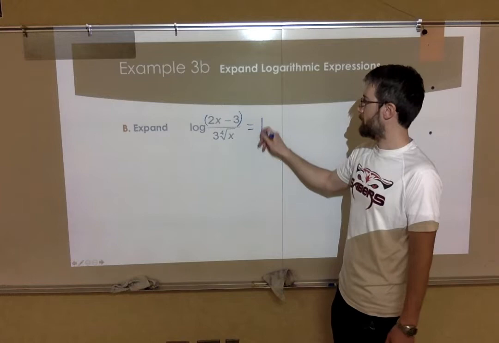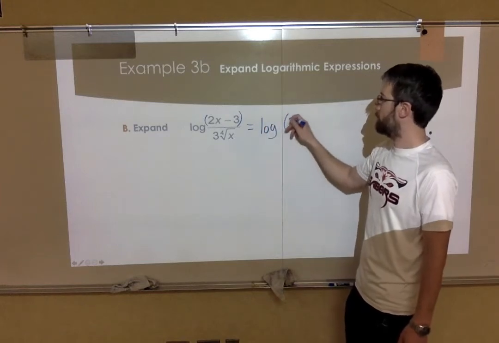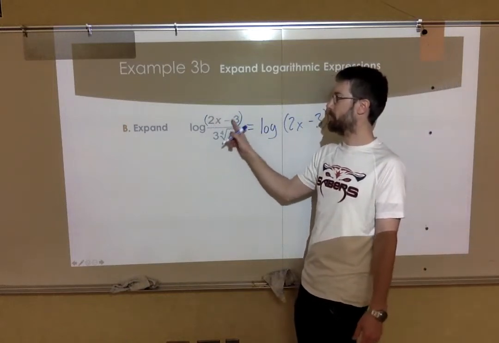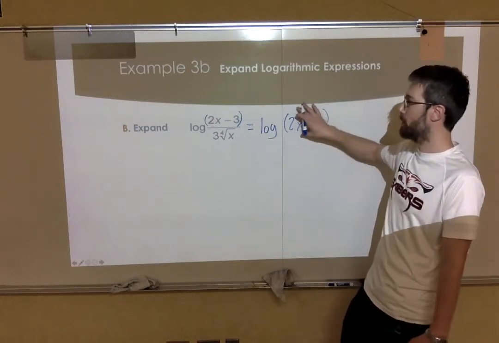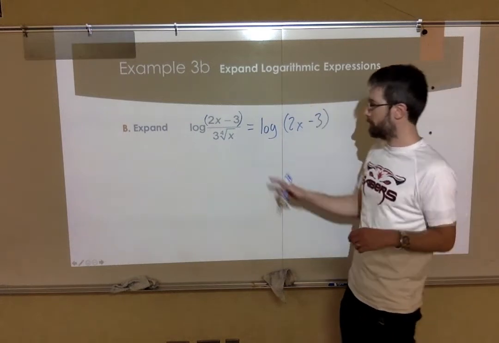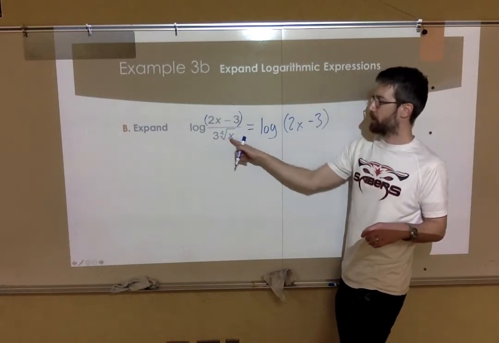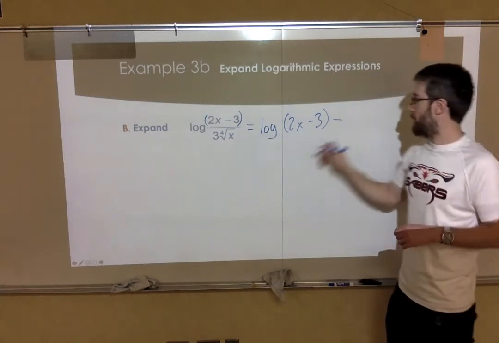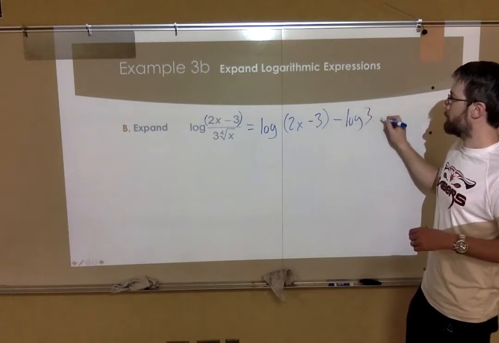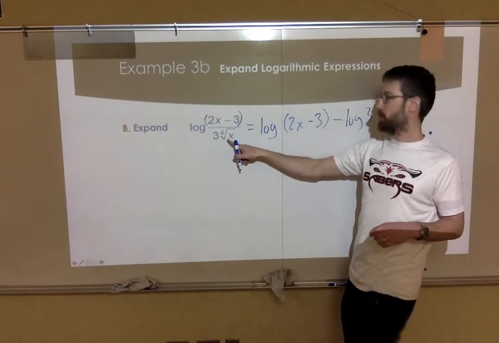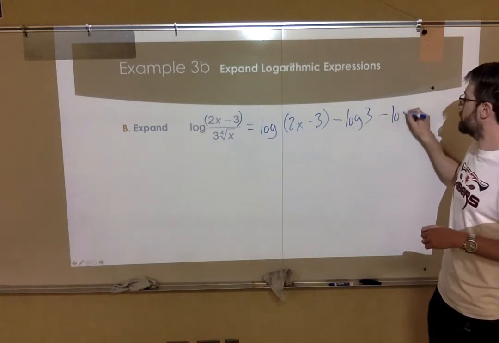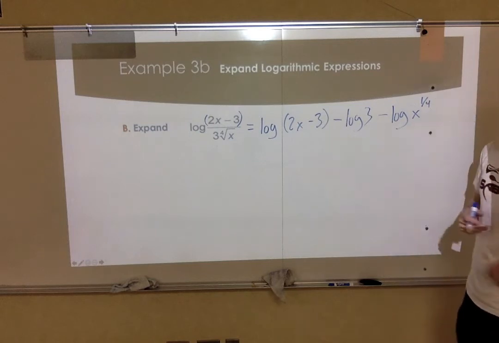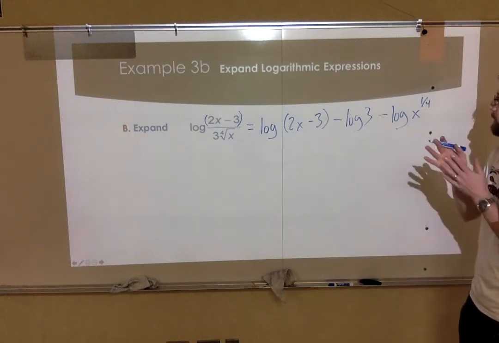First thing, this one is positive. Whatever's on top stays positive, so it is log of 2x minus 3 in parentheses because I can't split this up by factoring, so it's got to be one quantity with the logarithm. Now these two are going to be separate, and they're both going to be negative. The 3 is on the bottom, so it's going to be minus log 3. The 4th root of x is also on the bottom. So that is also going to be minus log of x. And I'm going to make it to the 1/4 power so I can plug it next.